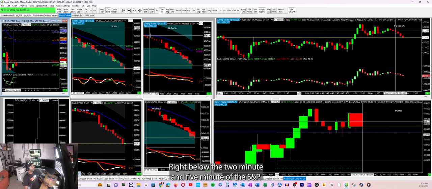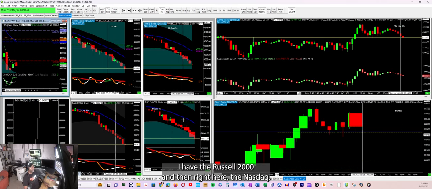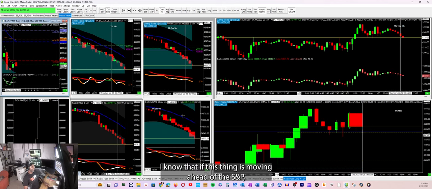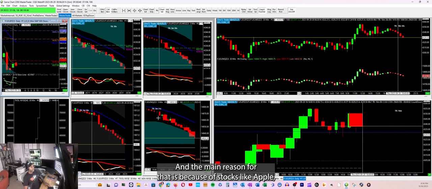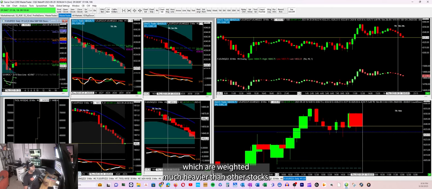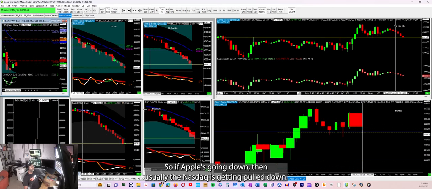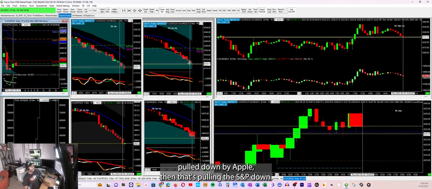Right below the 2-minute and 5-minute of the S&P, I have the Russell 2000, and then right here, the NASDAQ. Now, I use the NASDAQ kind of like a fallback or a blocker. I know that if this thing is moving ahead of the S&P, it's probably going to drag the S&P down with it. The main reason for that is stocks like Apple, which are weighted much heavier than other stocks. If Apple's going down, then usually the NASDAQ is getting pulled down, and if the NASDAQ is getting pulled down by Apple, then that's pulling the S&P down.